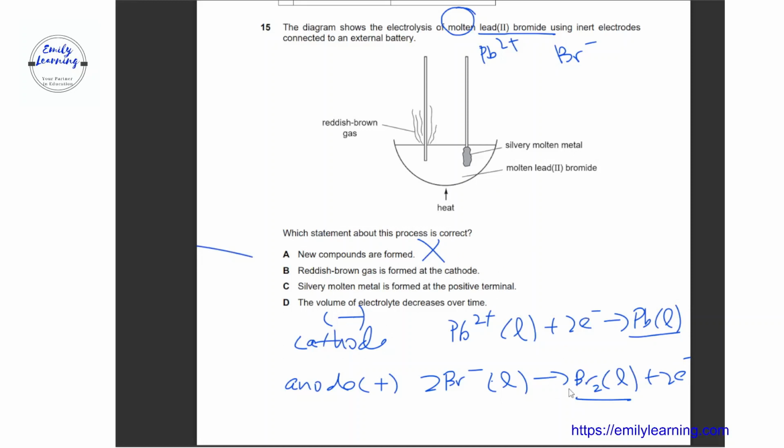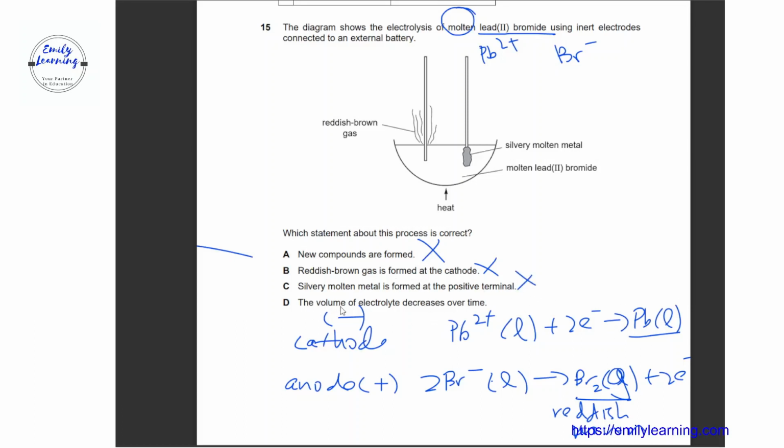No, the reddish brown gas, which is bromine, could be a gas because of the high temperature. Reddish brown gas is formed at the anode, so B is out. Silvery molten matter is formed at the positive terminal? No, lead is the silvery molten matter, and it is formed at the cathode, and the cathode is negatively charged.